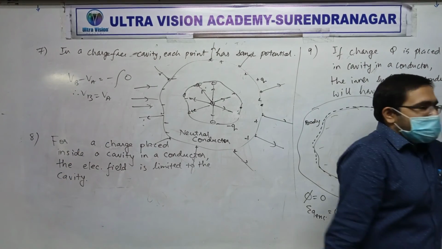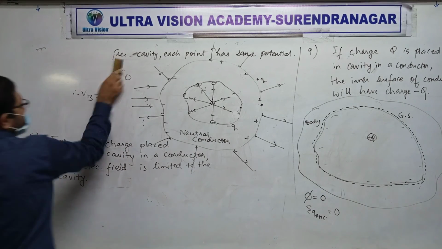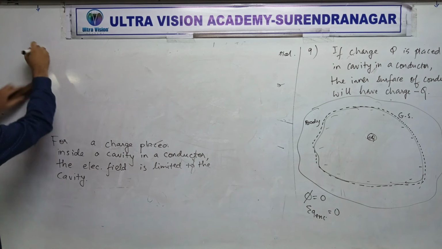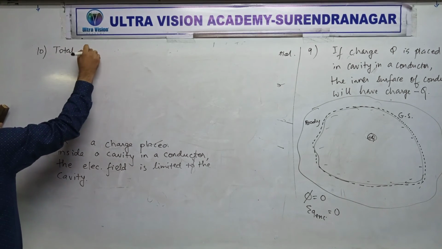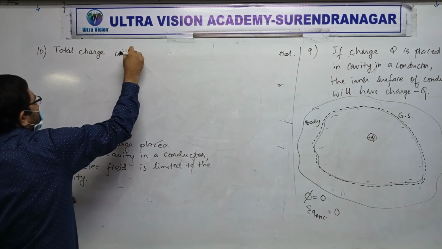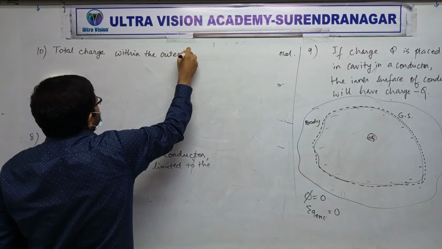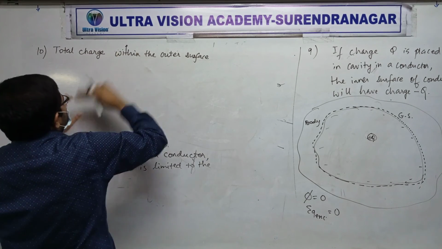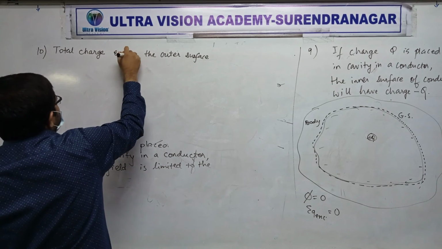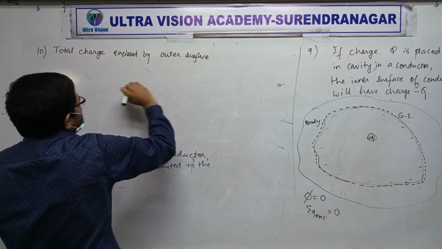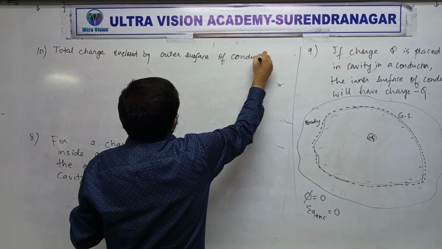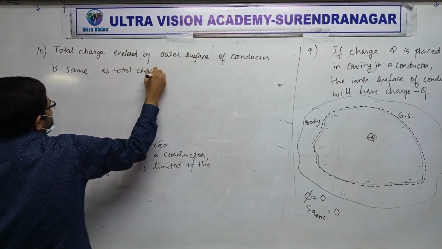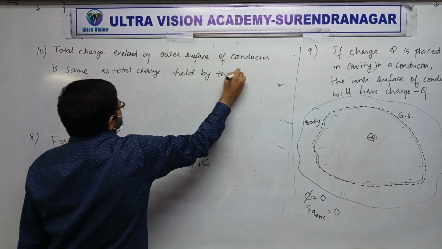Probably the last one now. Total charge enclosed by the outer surface of the conductor is the same as the total charge held by the outer surface.